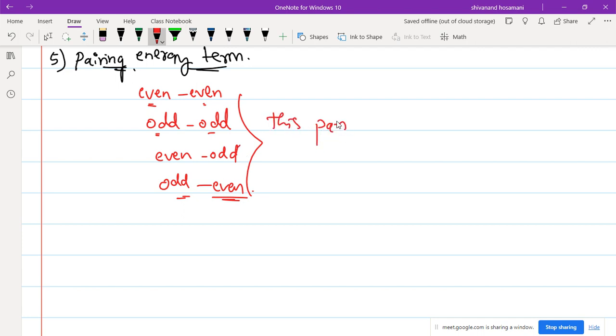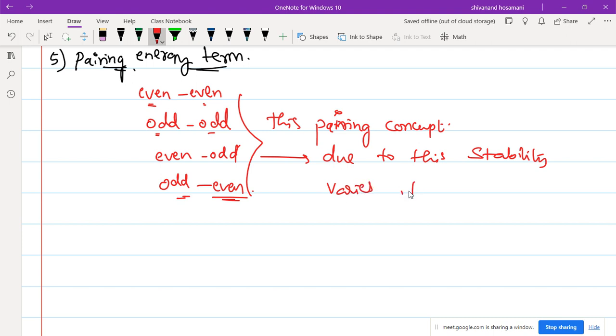So depending on their numbers also, stability varies. As stability varies, the binding energy varies. Because of that, this part is also going to be considered in the binding energy.